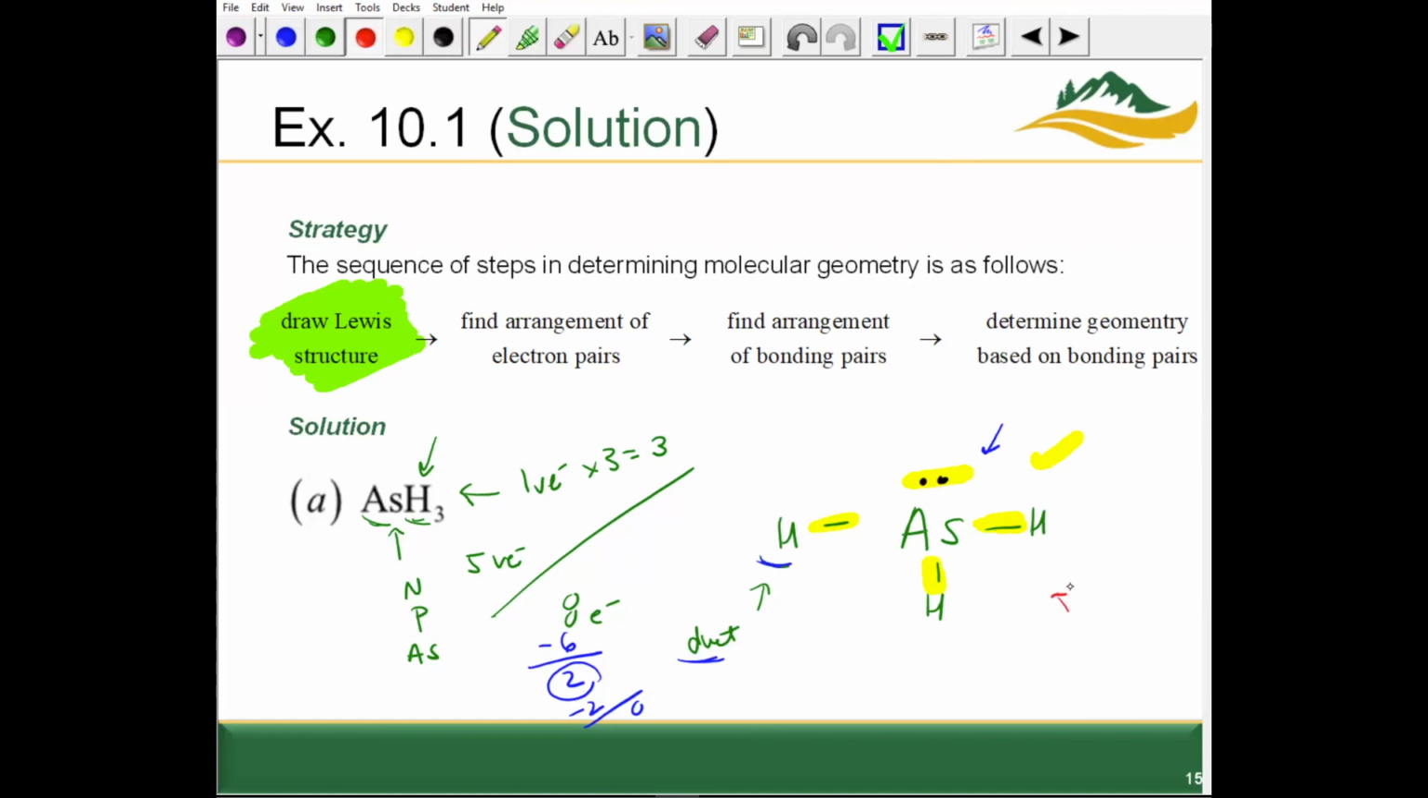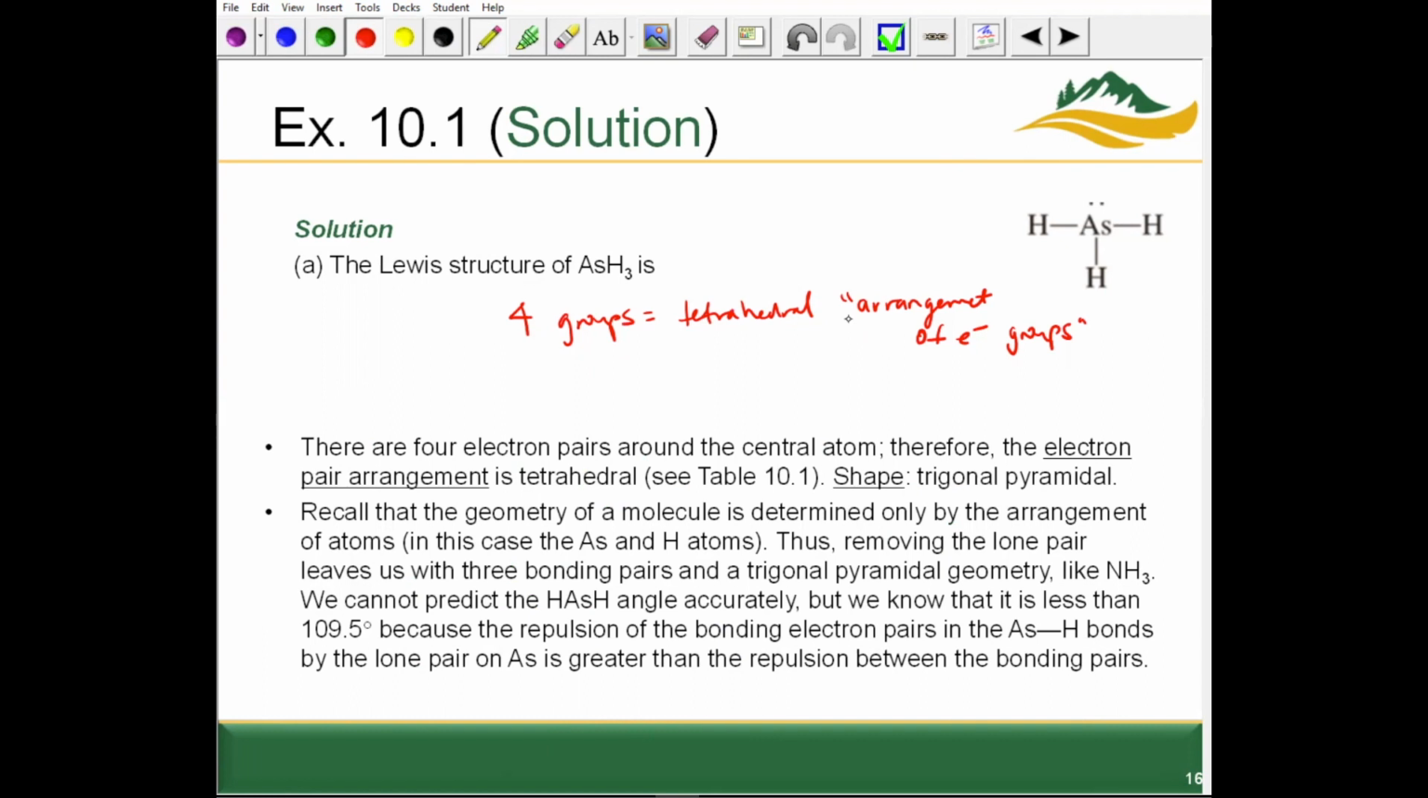Given this Lewis dot structure, we can see there are 1, 2, 3, 4 total groups around the central atom. So for the arrangement of electron groups, we have 4 groups in total. The electron pair arrangement, therefore, is tetrahedral. 4 groups in total. We're not yet looking at how many of those 4 groups are bonds versus lone pairs. For its molecular geometry or shape now, we do need to differentiate.